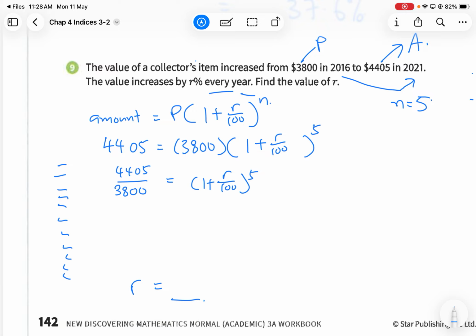Okay? Then let me switch their places. I write this right-hand side on the left because finally I want my r to be on the left. So I don't change anything, I just change their left and right only. 4405 divided by 3800 equals to, never mind, leave it as a fraction first also can.